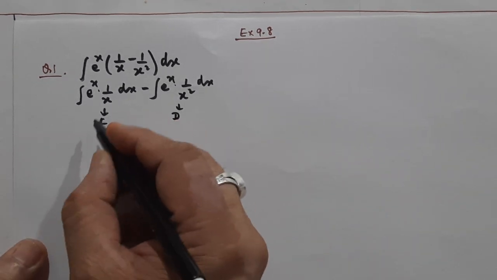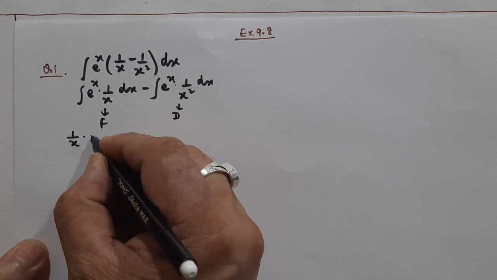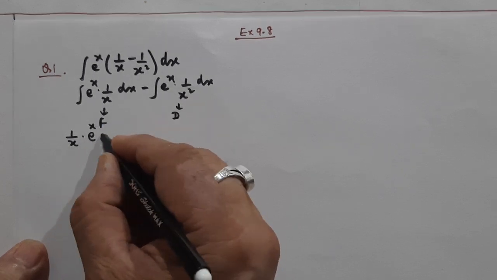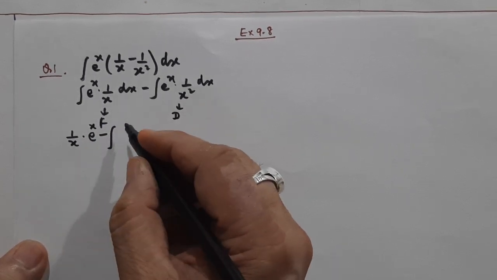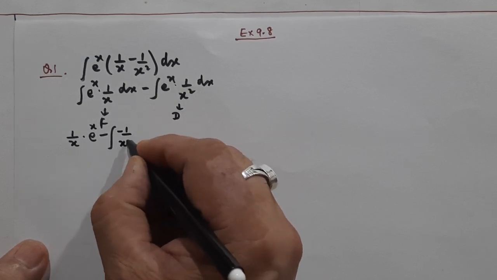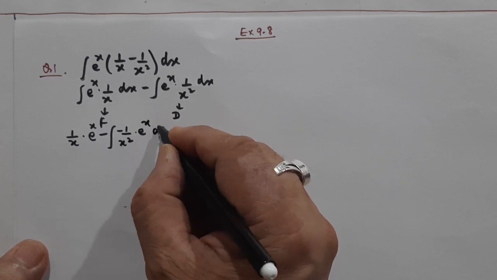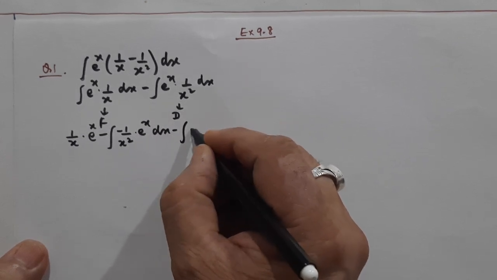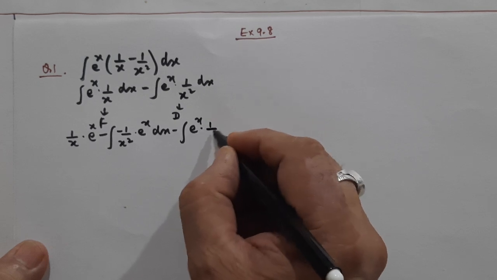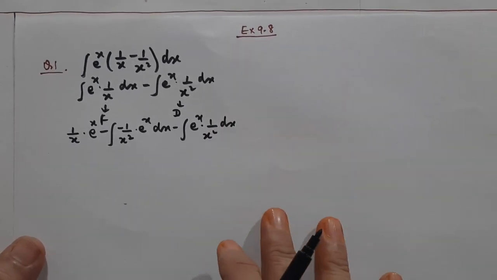So apply the rule over here. First function 1 upon x, integral of e power x is e power x, minus derivative of first, means derivative of 1 upon x is minus 1 upon x square, into integral of e power x dx, minus e power x into 1 upon x square dx, like this.